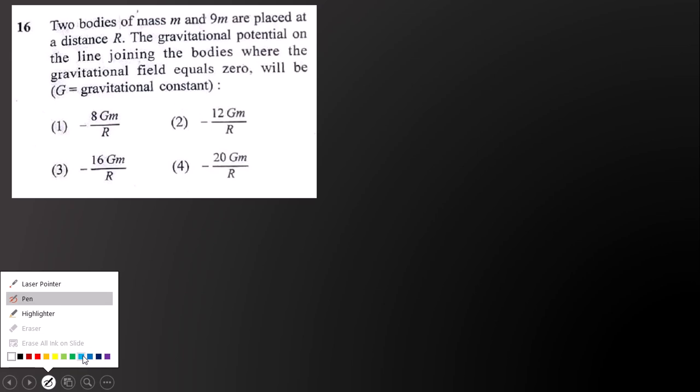Here it is mentioned that two bodies of mass m and 9m are placed at a distance r. Let's say this is m and this is 9m. Separation distance is r. The gravitational potential on the line joining the bodies, at the point where the gravitational field equals 0, will be equal to what? Primarily we have to find the gravitational potential at a point where the gravitational field is 0.